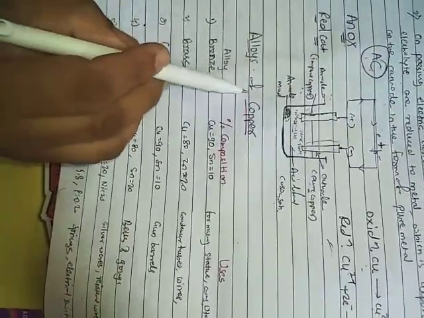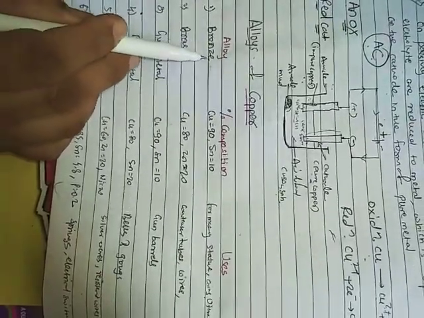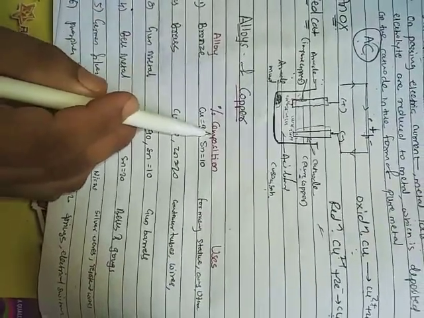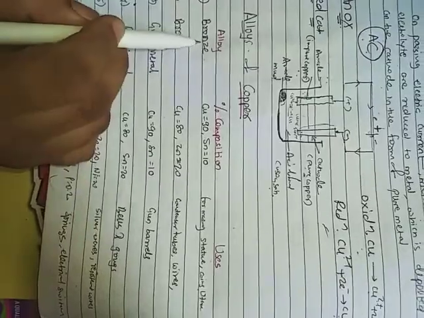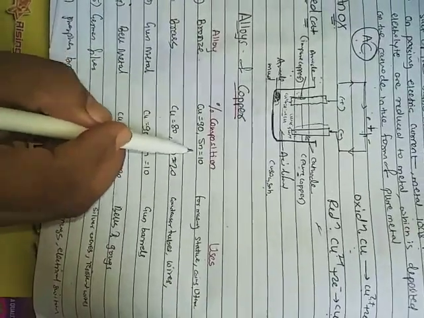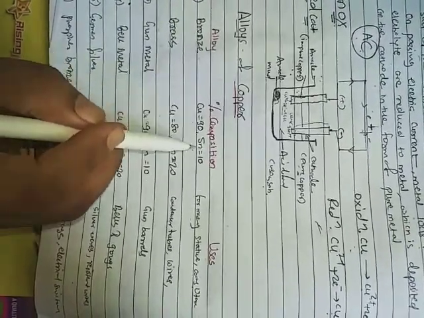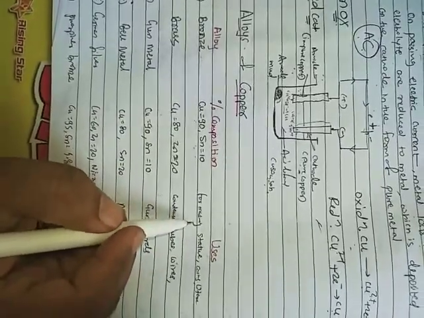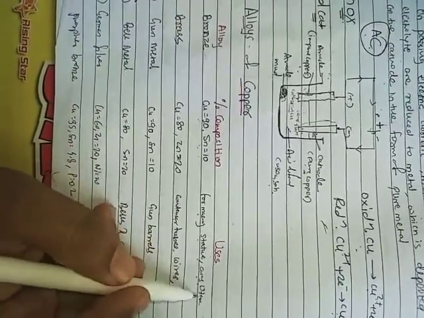In that, first we'll discuss alloys of copper. As you know, bronze, their percentage composition and uses. Here in bronze, copper and tin: copper 90% and tin 10%. Uses are for making statues, coins, utensils.